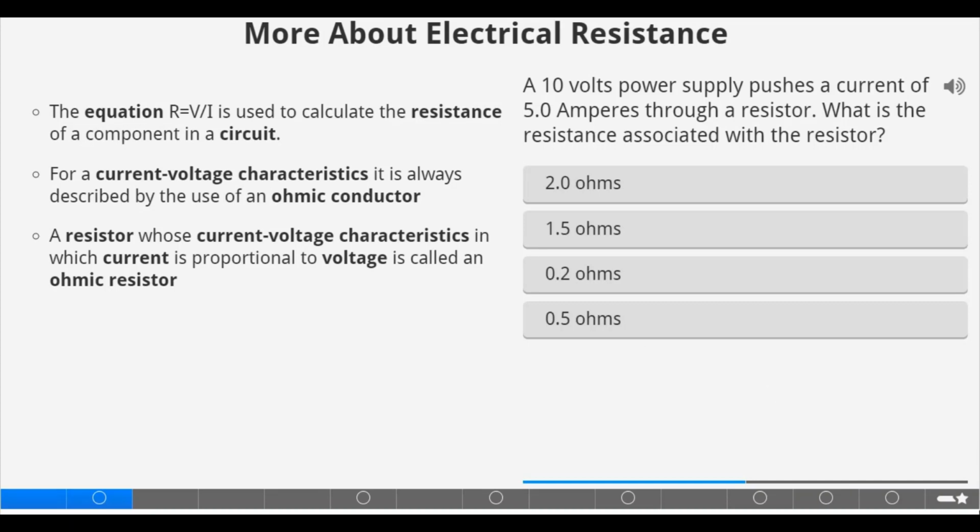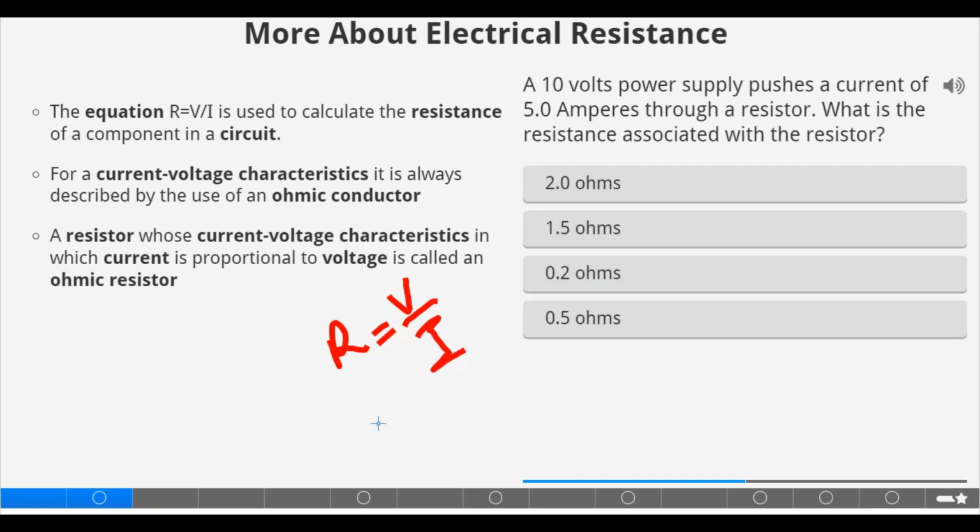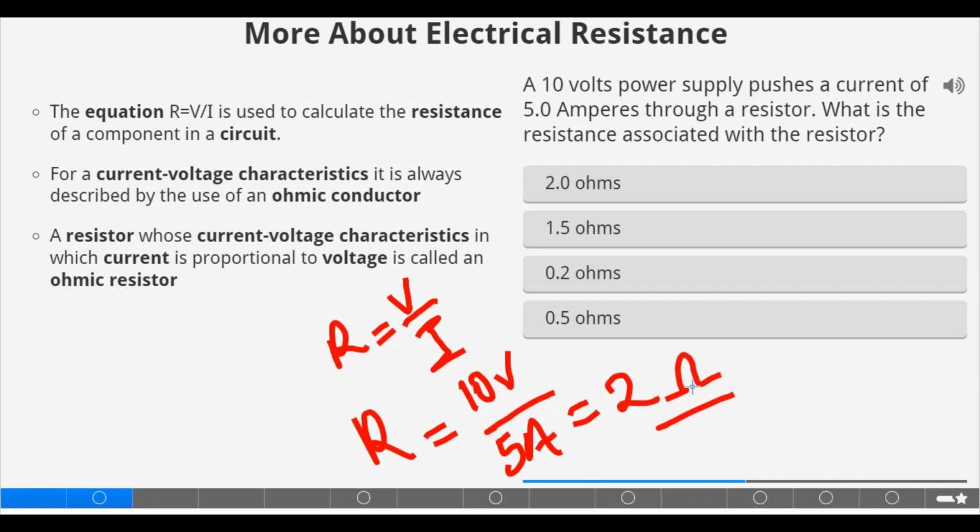Now, let's deal with this question. A 10-volt power supply drives a current of 5 ampere through a resistor. What is the resistance associated with the resistor? We all know that R is equal to V over I. So to calculate the resistance, V is 10 volts divided by 5 ampere. That gives what? 2 ohms. So the correct option is 2.0 ohms.